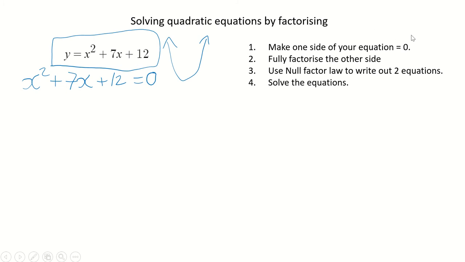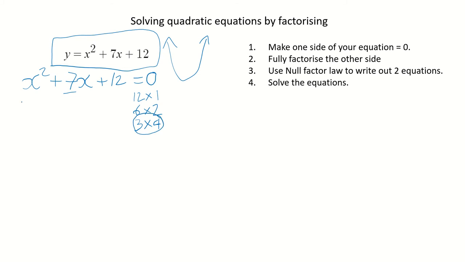So we're going to use this method here. We're going to make one side of our equation 0. Well, one side already is 0, so we don't need to do anything. We're then going to fully factorize the other side. So remember, when factorizing, we need two numbers that multiply to give us the 12, and two numbers that add to give 7. So for 12, we have a couple different combinations. We could have 12 and 1. We could have 6 and 2. Or we could have 3 and 4. Now, which one of these three combinations adds to give us 7? Must be the 3 and the 4.